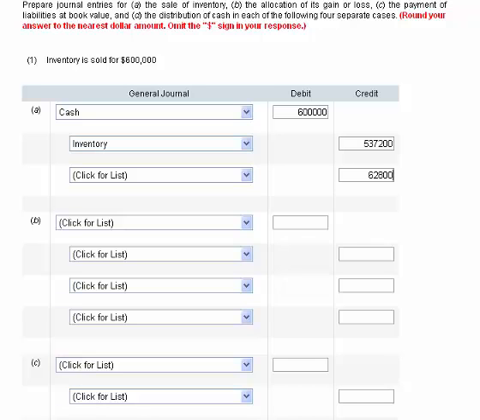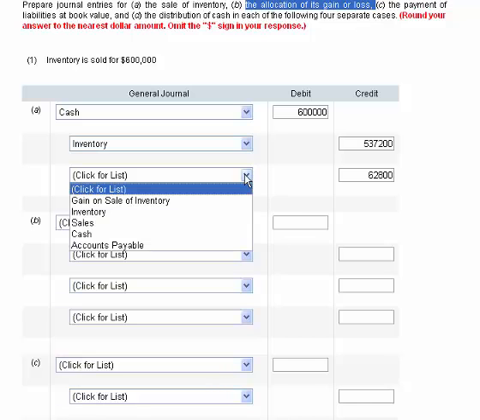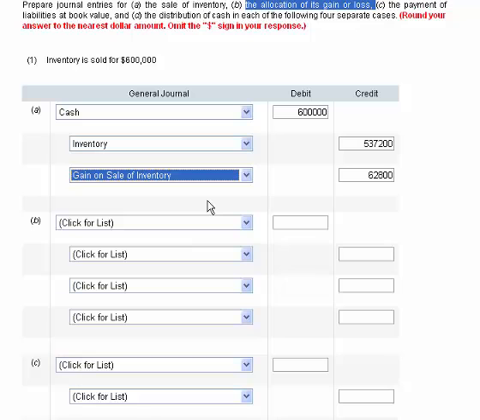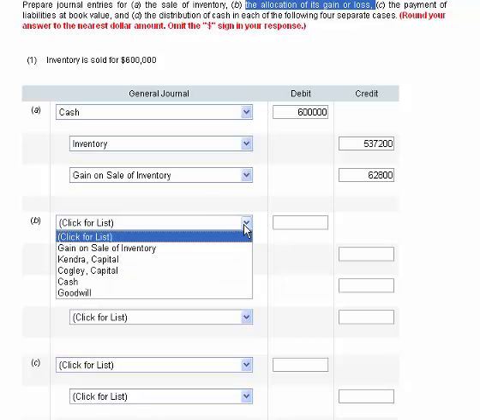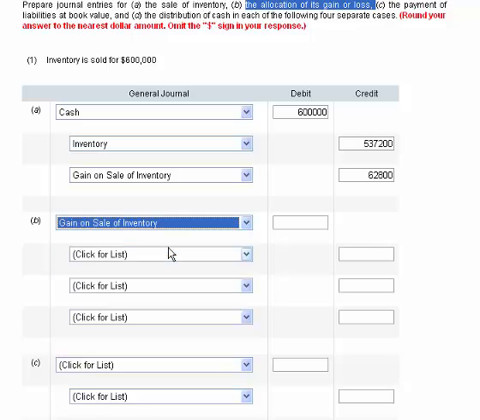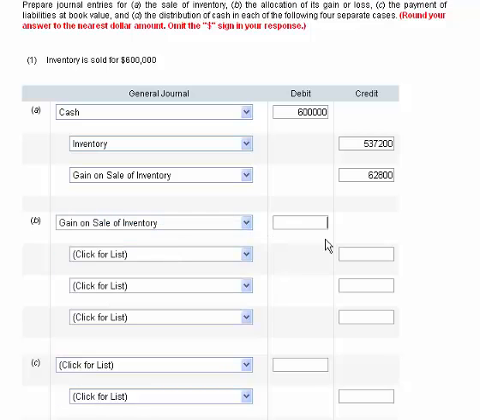Okay, now I've slid the screen. In Part B, we're asked to allocate the gain or loss, right there. Allocation of its gain or loss. Well, we had the gain on the sale of equipment. Oh, by the way, on Part A, I should drop that in: gain on sale of inventory. I said equipment by mistake. It's inventory.